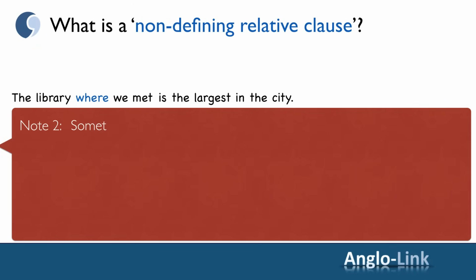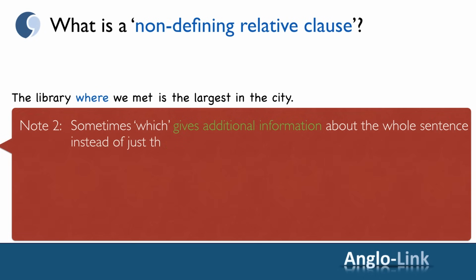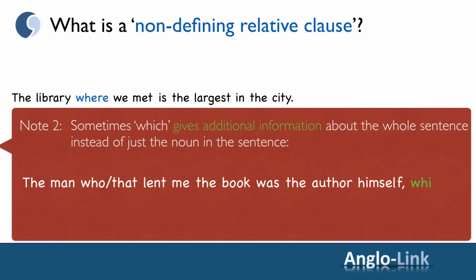Also, note that sometimes which gives additional information about the whole sentence instead of just the noun in the sentence. For example, the man who lent me the book was the author himself, which was totally amazing. Which relates this information to the whole of the first clause.